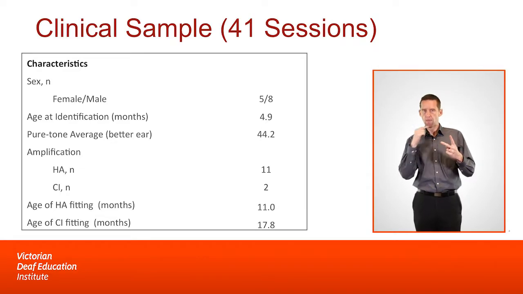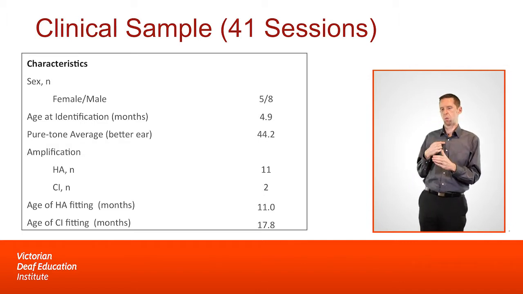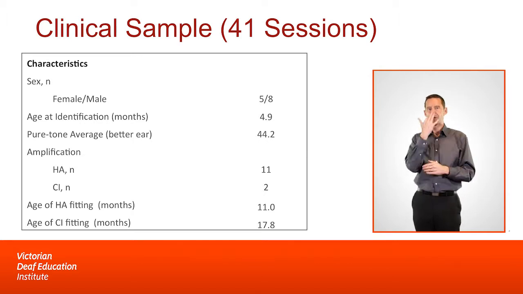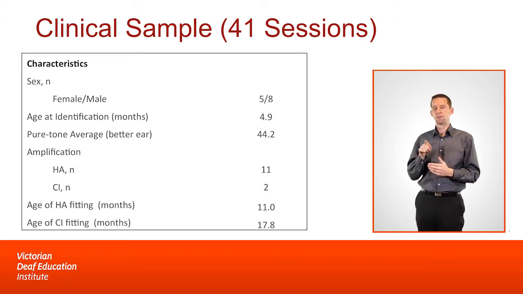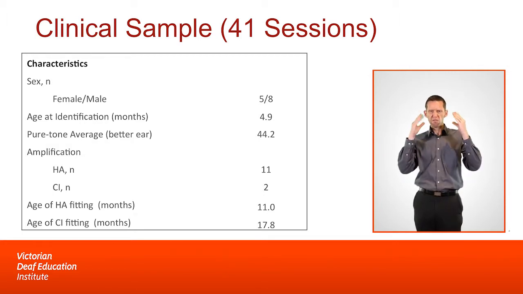This is a young, early identified group. They were identified on average by 4.9 months of age. We've got a range of hearing, children with hearing aids and children with cochlear implants. The average hearing loss is about 44 decibels.